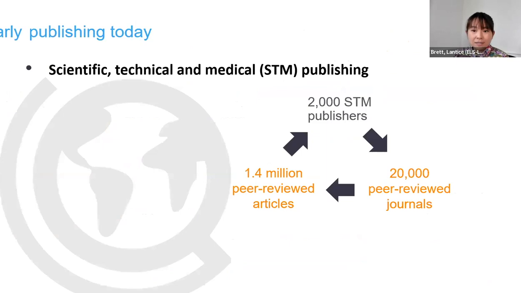And the current system of STM journal publishing has evolved over hundreds of years and served science and medical global communities. The industry is highly competitive. Around 2,000 publishing organizations annually publish 20,000 scholarly journals and 1.2 to 1.4 million articles from approximately 5.4 million researchers worldwide.